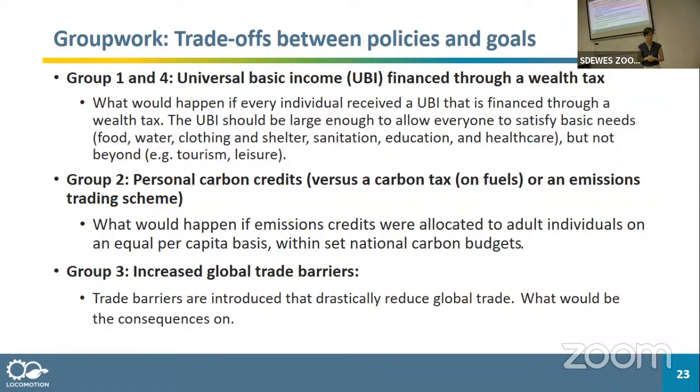And the last group is going to work on trade barriers. What do you assume could happen in the model if we were to make global trade barriers more strict, so reduce global trade drastically? What would be the effects on those dimensions?